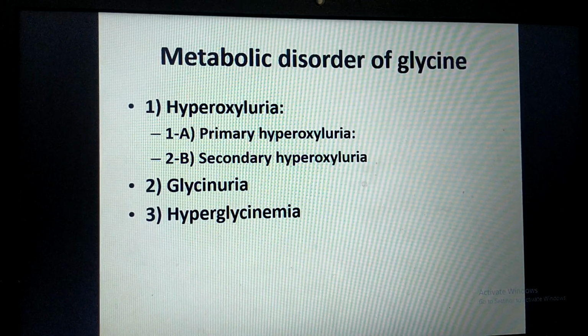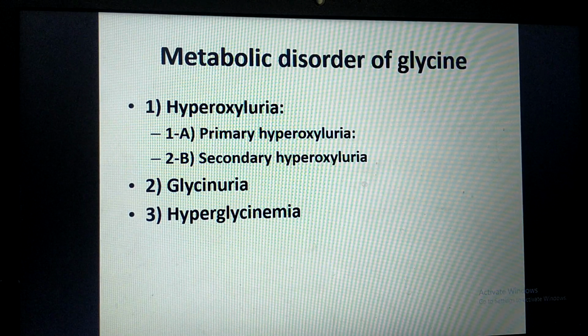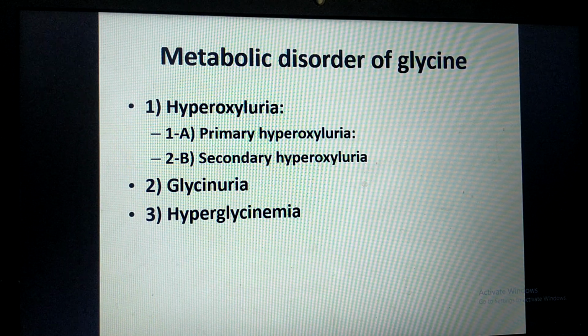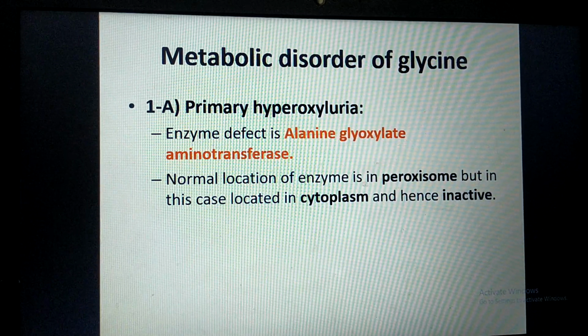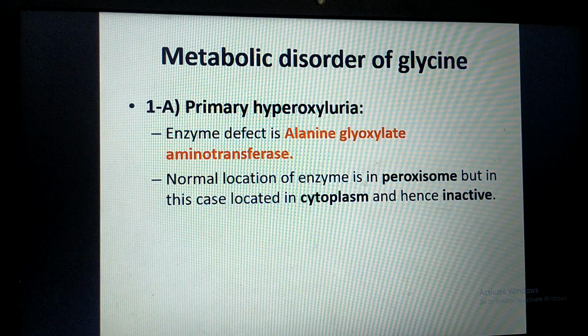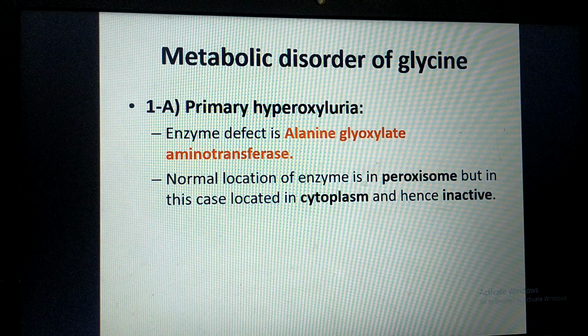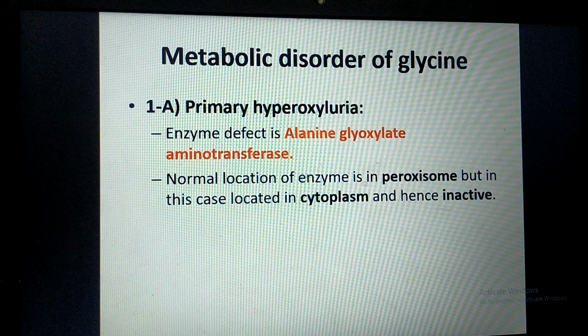First, hyperoxaluria. It is of two types: primary hyperoxaluria and secondary hyperoxaluria. In primary hyperoxaluria, the enzyme defect is alanine glyoxylate aminotransferase. Normally this enzyme is located in peroxisomes of the cell, but in this disorder of primary hyperoxaluria, this enzyme is located in cytoplasm and hence it is inactive.